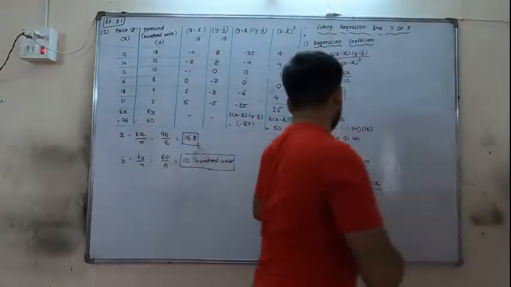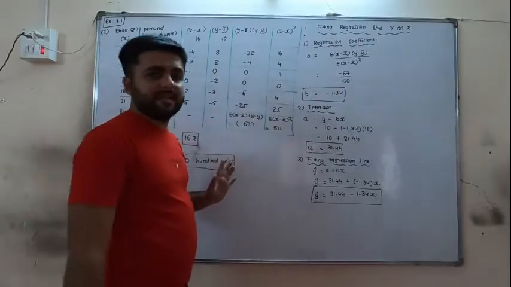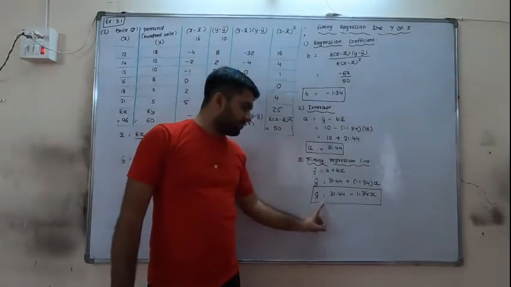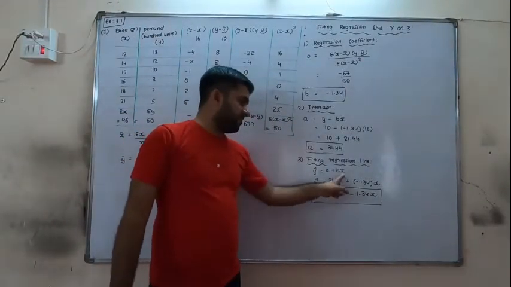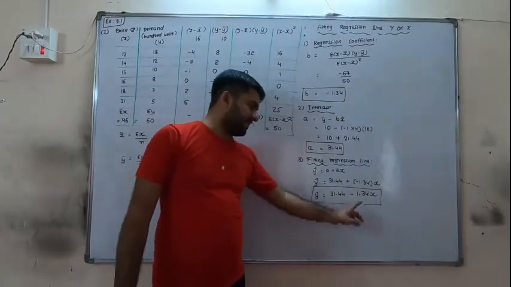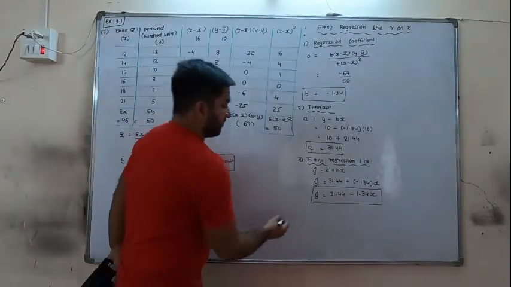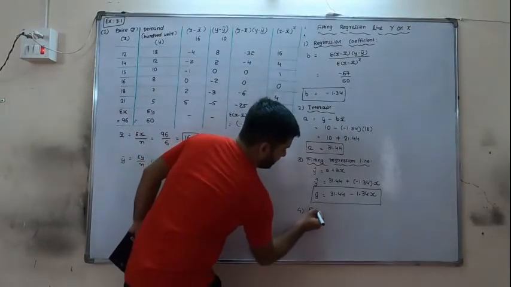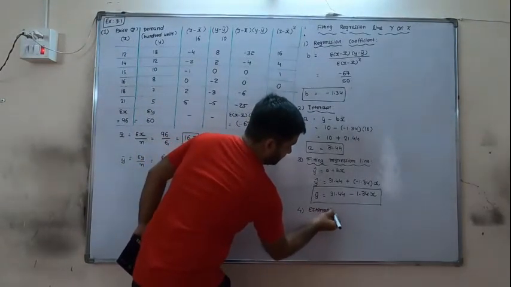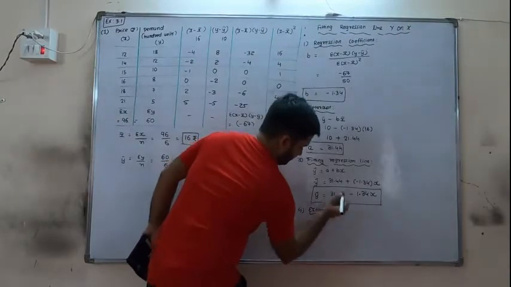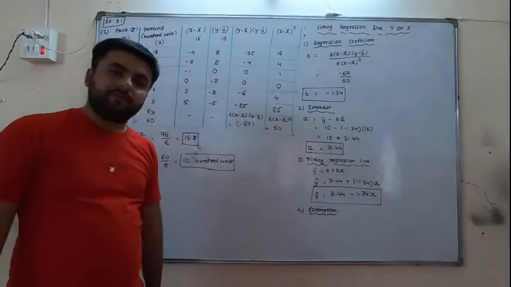Okay, step number 2 everyone has understood. Step number 3 was to make the equation: put the value of A and B, B is minus, so plus minus. Now in the last step we have to put the value of only x. So number 4 is estimation.